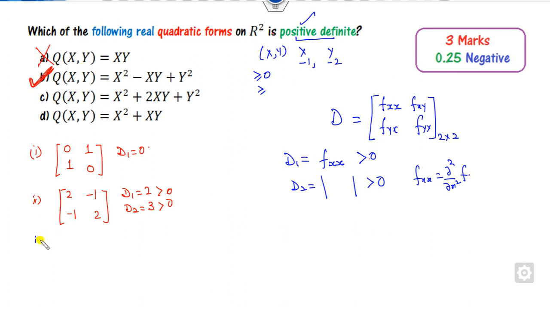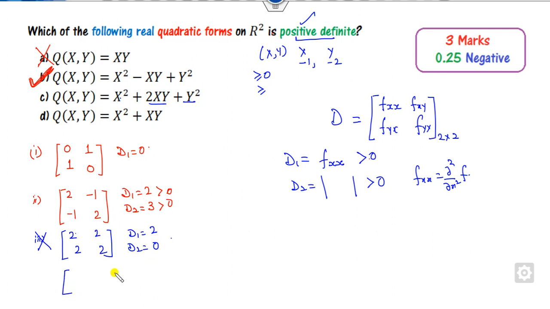But if you want to try the third option also, what is that? This is x square, 2 times derivative; y square is also 2 times derivative. This is my 2 and 2. What is that? The first one is my 2, the first element. The second one is my 0. But we need all of them to be greater than 0. So this option is cancelled out.